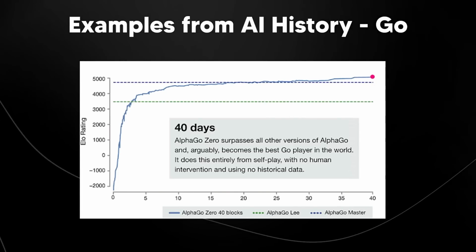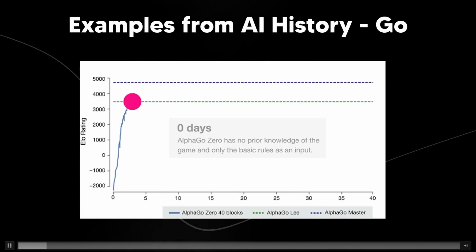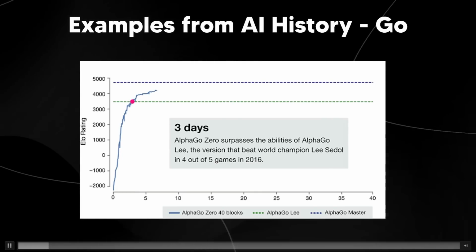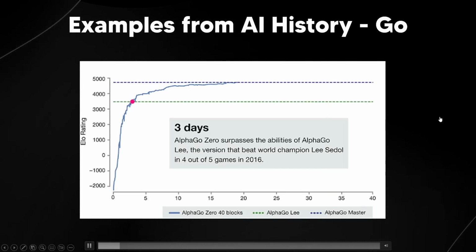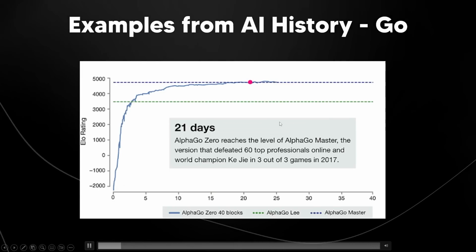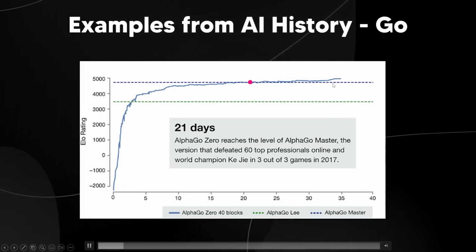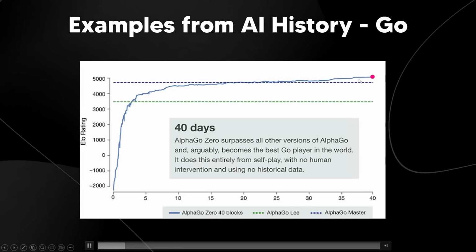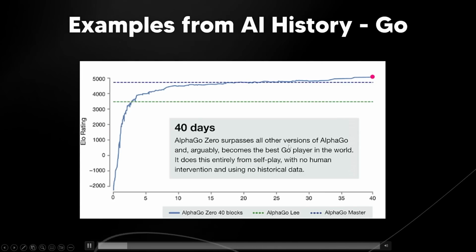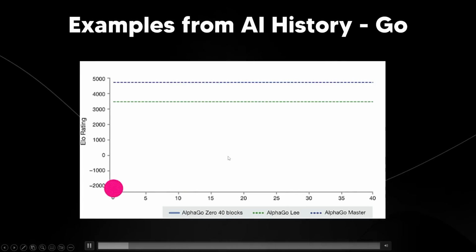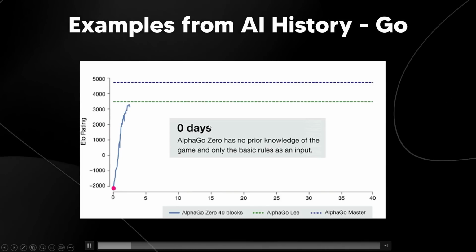Then, of course, we had AlphaZero, which essentially was capable of learning any two-player game with perfect information, which is Go, chess, and shogi, using a single algorithm, and it achieved superhuman performance in all these games through self-play. Basically what you're seeing here is how that system performed, and we're looking at AlphaZero, which performed incredibly, and it only had data that was based on itself. So it becomes the best Go player in the world entirely from self-play with no human intervention and using no historical data.